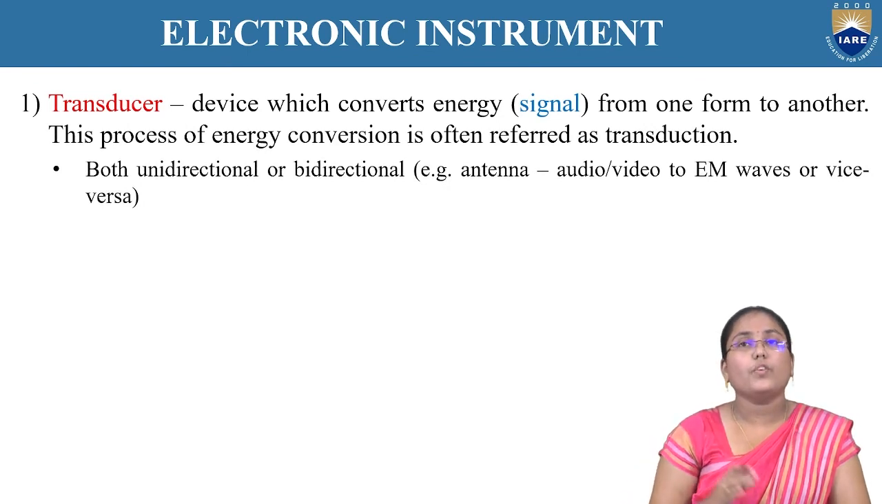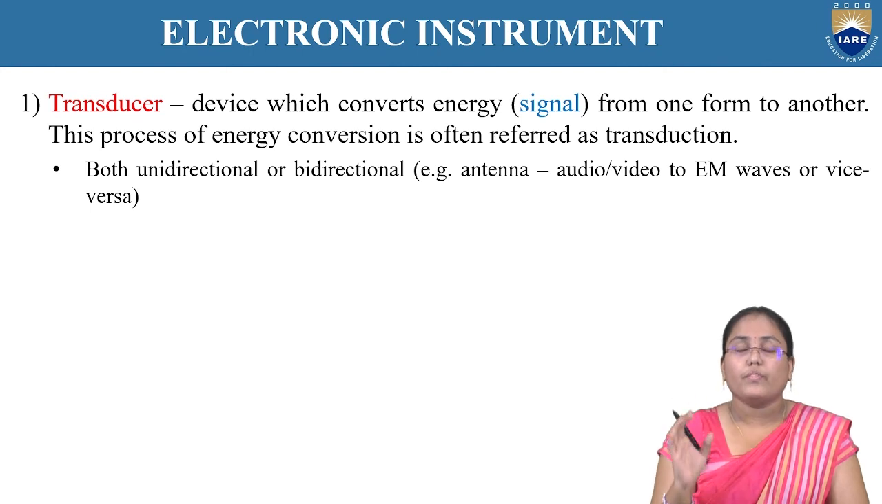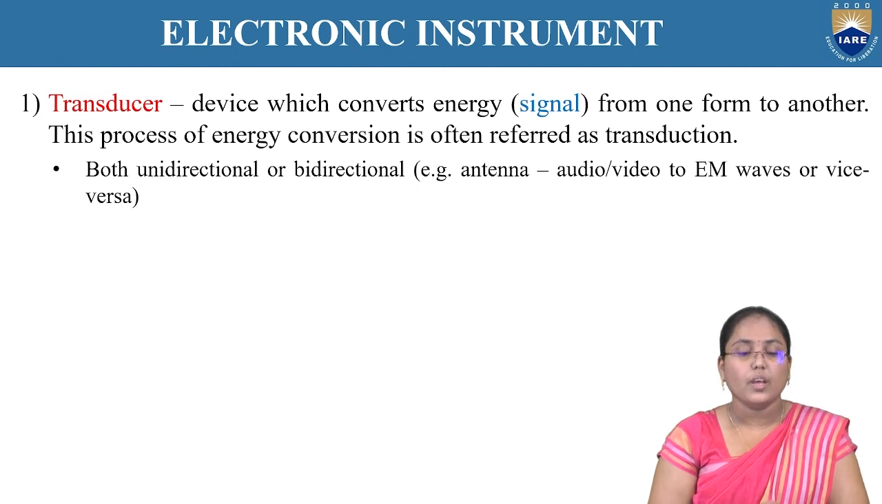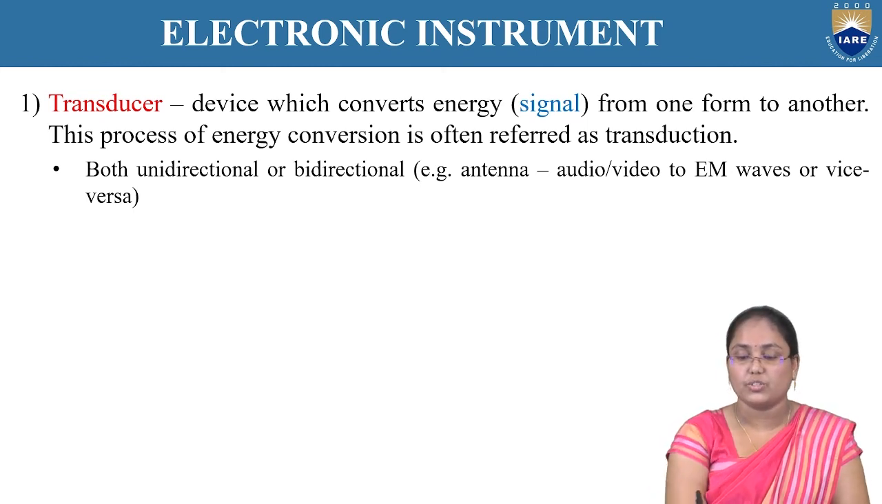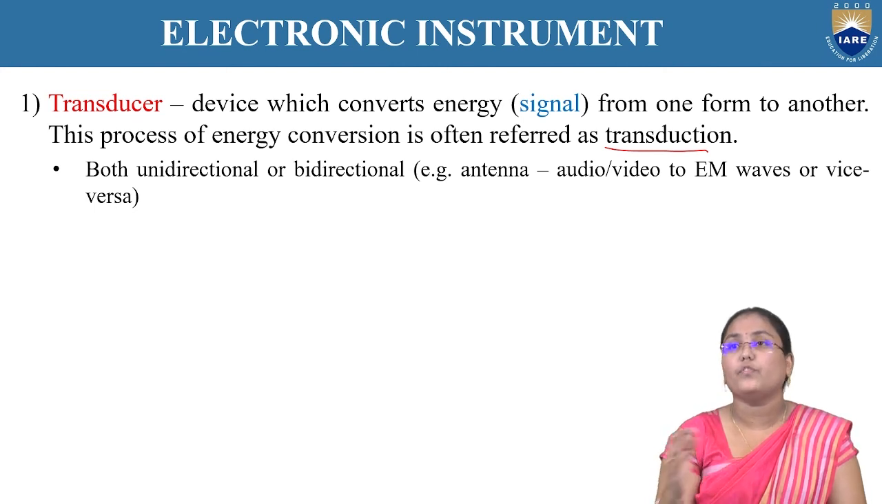Now, before talking about the basic elements in an instrument, let's look at the device which is a major component in an electronic instrument, that is nothing but a transducer. A transducer is a device which converts energy, which we can think of here as a signal, from one form to another. This process of energy conversion is often referred to as transduction. The conversion of energy from one form to the other can be both unidirectional or bidirectional.